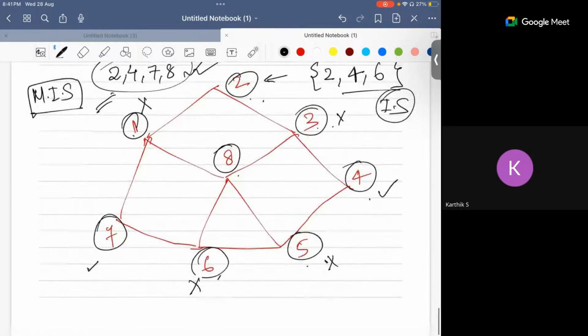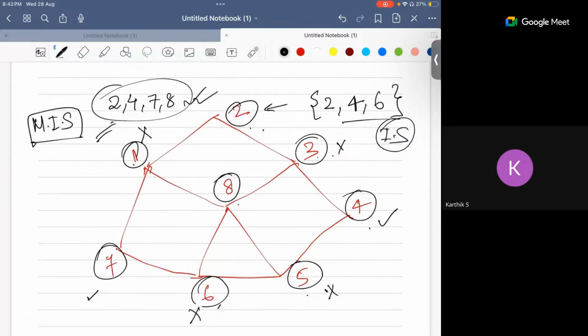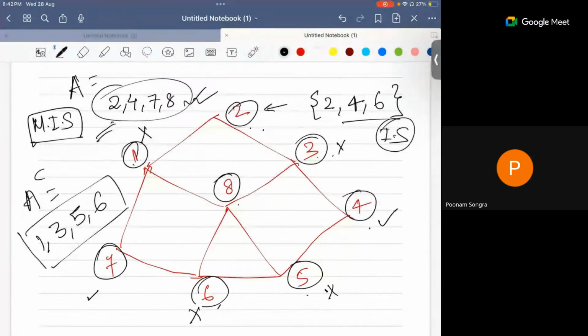Let's move to the next. If this is your A, then A complement, you can just calculate it. 1, 3, 6, what is left? 5, 6. This will be your minimum vertex cover.